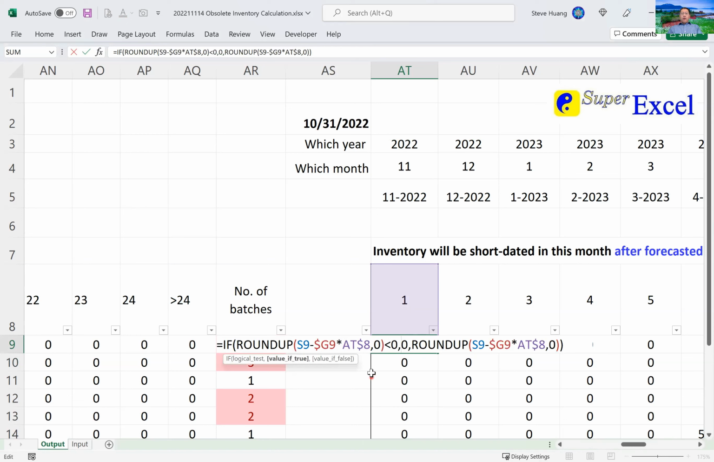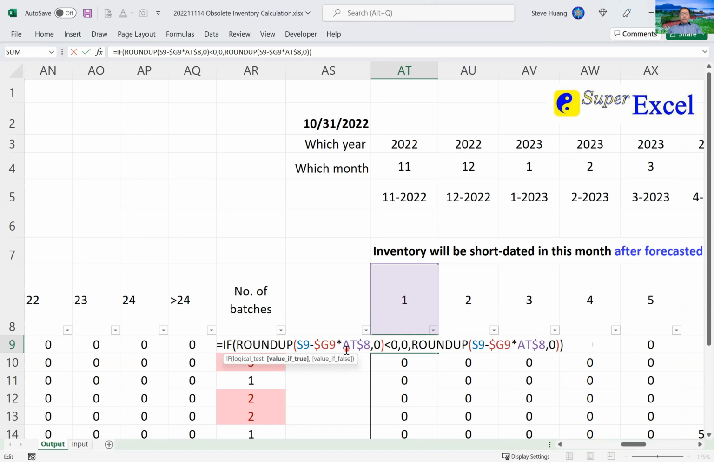This is saying when the inventory minus the shipment is less than 0, then give me 0. Otherwise, give me that number. So when inventory is not enough to fulfill all the shipment, that means all the inventory will be used to ship them out. Then you would have nothing left, so we return 0. We don't have any leftover inventory that will be short-dated. All of them will be used. When this is negative, just give me 0.